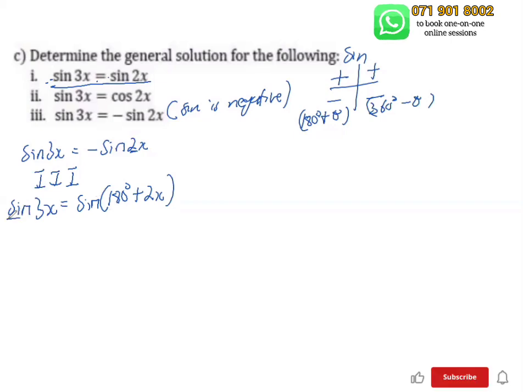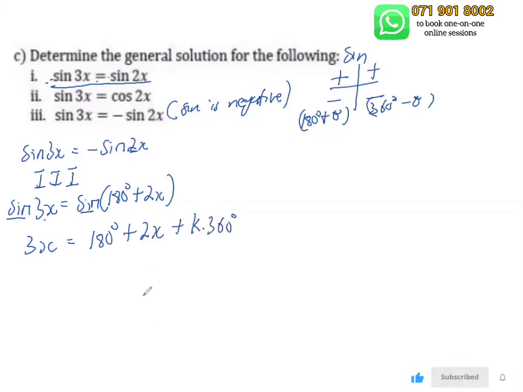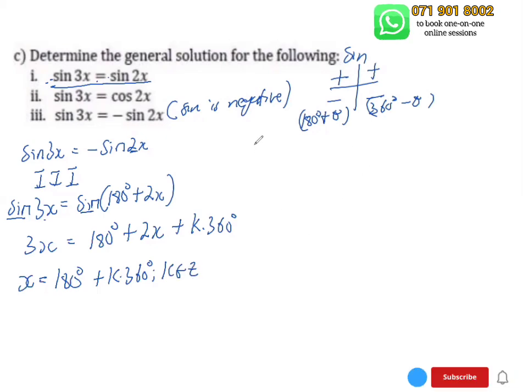So now because we have sine and sine here, both positive, we can now drop the sine, and then we have 3x equals 180 degrees plus 2x. And then we need to say what? Plus k 360 degrees. Now, solving this, we have to take the 2x over to the side, which will leave us with x equals 180 degrees plus k 360 degrees, where k is an element of integers. So that's within the third quadrant.